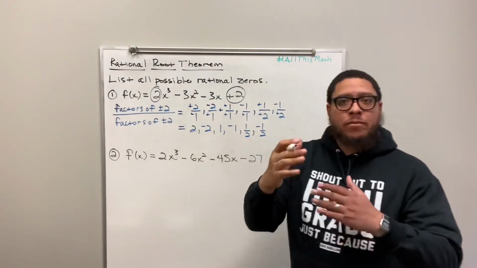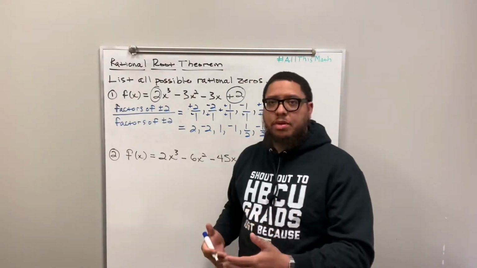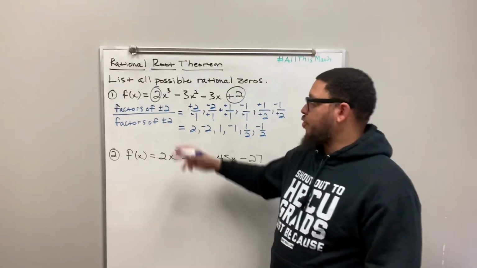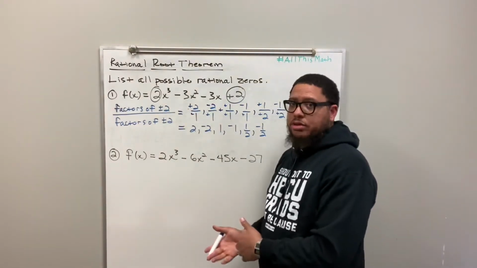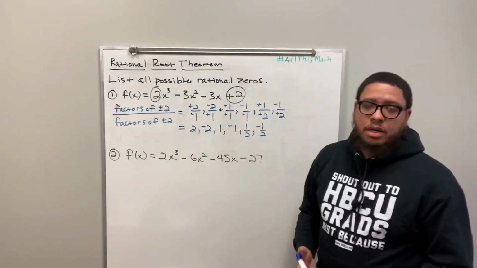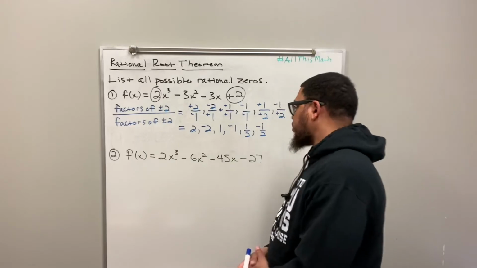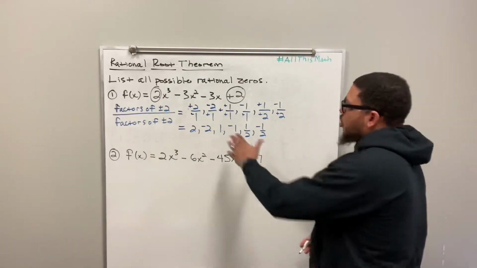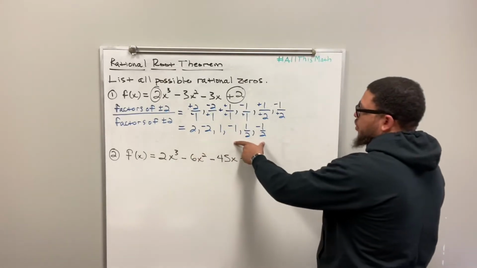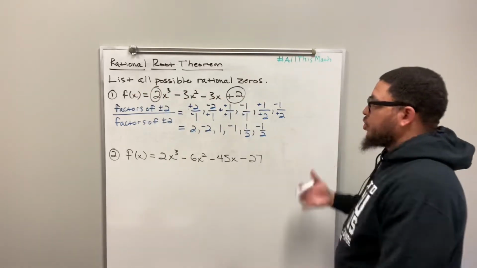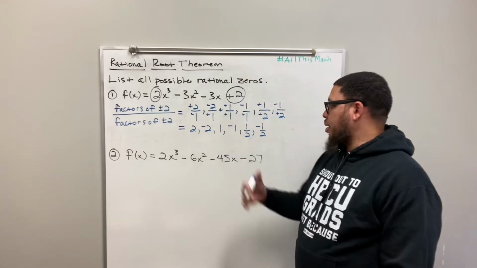And again, when we factor something, our factor could be positive or negative, right? So the factors of 2 are not just the positive factors, not just positive 2 and positive 1. The factors of 2 are also negative 2 and negative 1 as well. All right? So these are all the possible rational zeros of this function, because we just used the rational root theorem to come up with them.